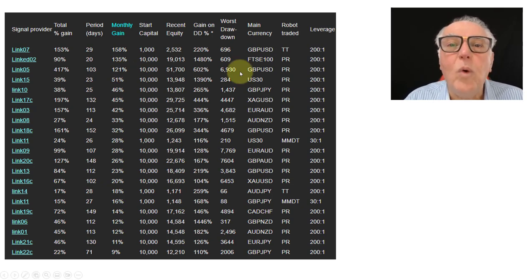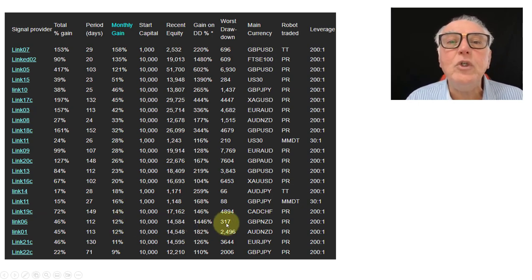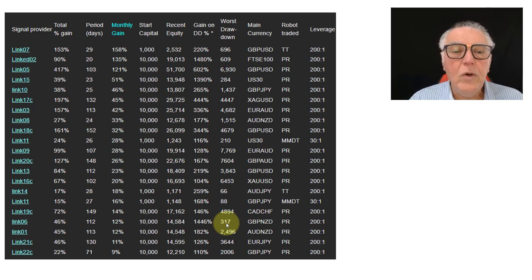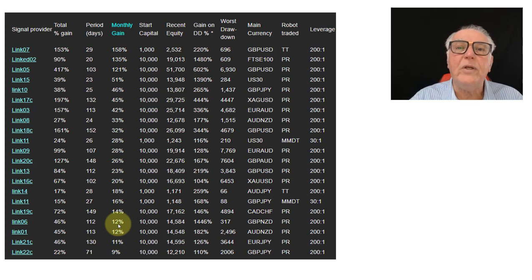The other way is also possible. You would take a trader like this particular one, which is link 06 here, that's only producing 12% a month, but the drawdown is phenomenally low. So you would say, I'm happy to take more risk with this particular signal provider. If the signal provider says trade one lot, you'd double it, or you'd increase it to a level that you're comfortable with. And let's say you double it.